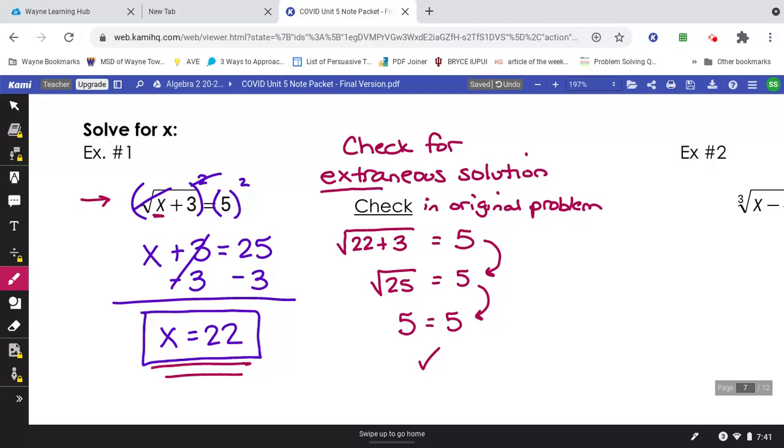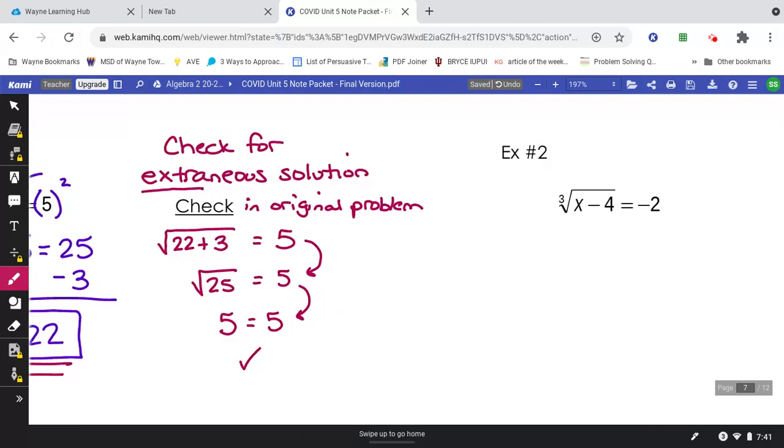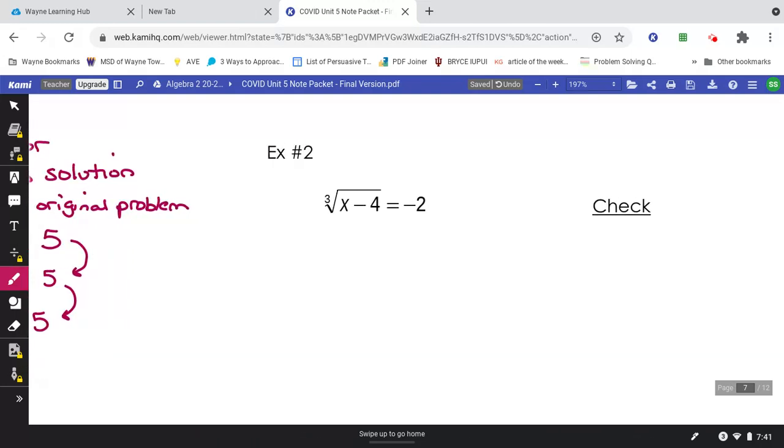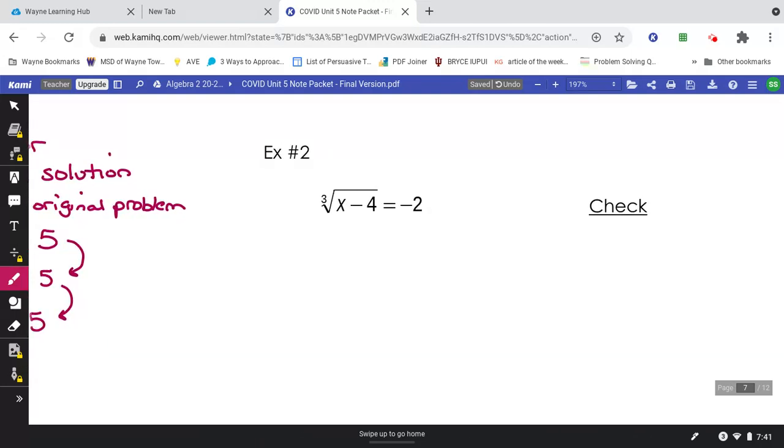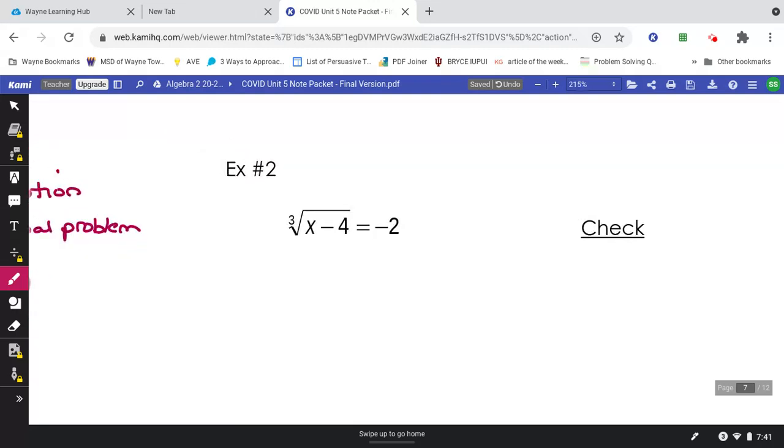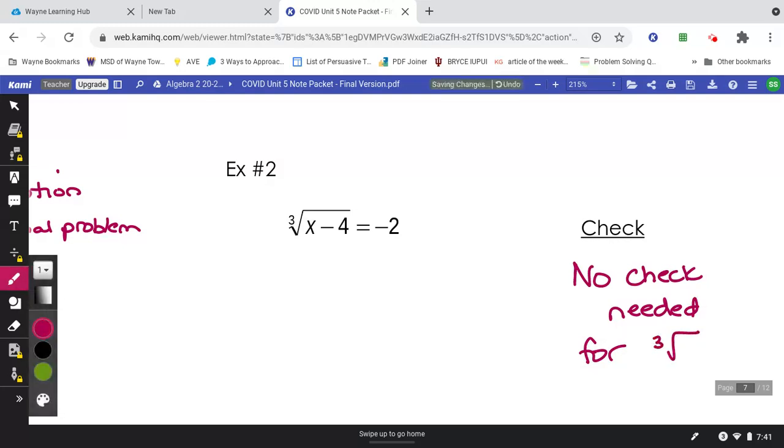All right, now this extraneous solution happens when you're squaring something. So as we look at example number 2, you'll notice that you have a cube root. And this issue does not happen during a cube root. So anytime you have a cube root, we just say no check needed. So I know whatever answer I get is going to be correct.